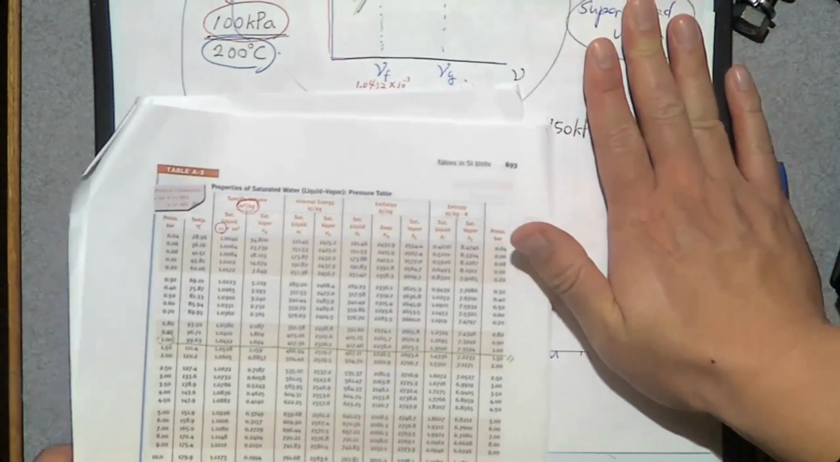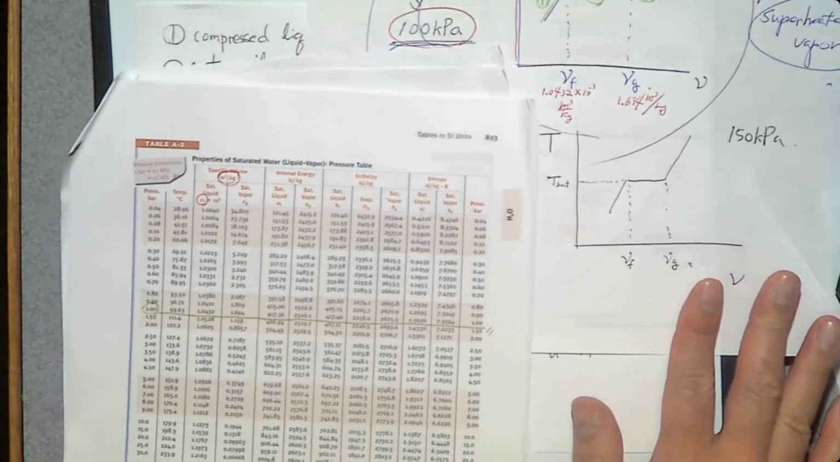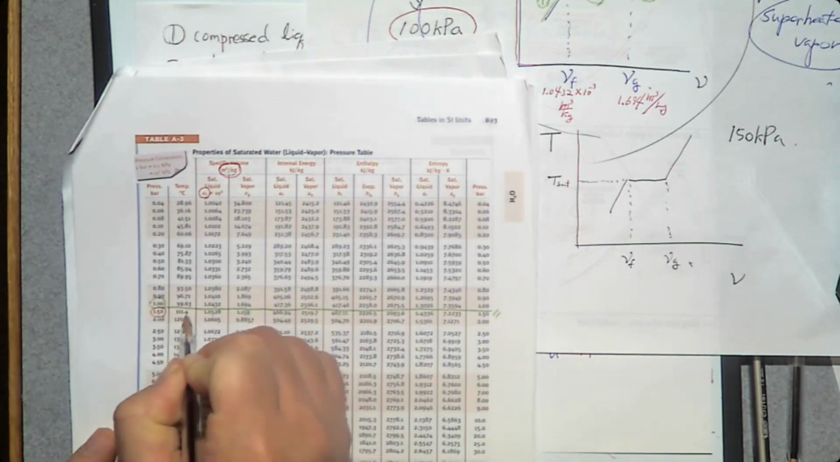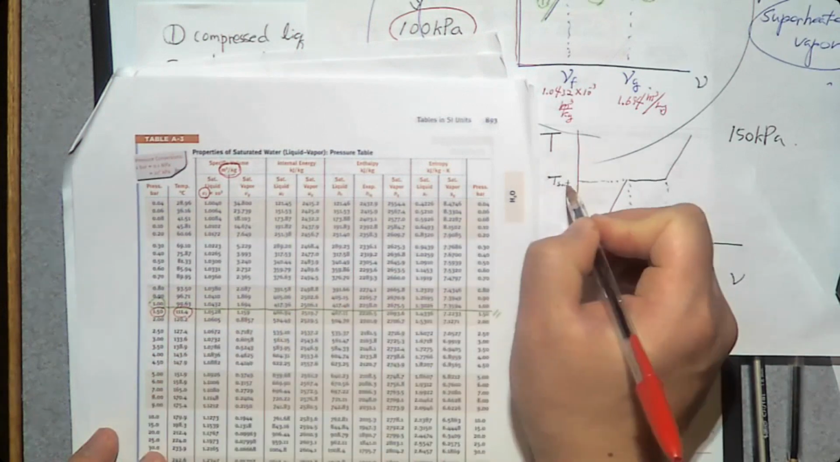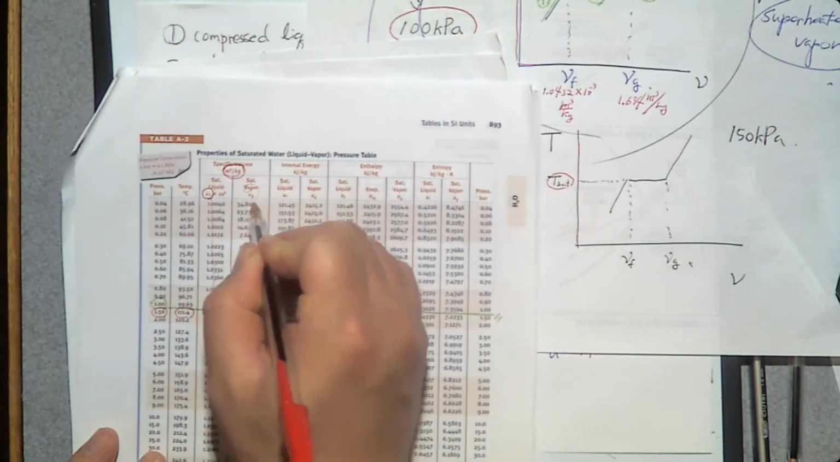this one here, and find 150 kilopascal. If you look at the unit of this pressure, it is bar. 1 bar is 100 kilopascal. So 150 kilopascal is 1.5 bar. So where is 1.5? Here. So 1.5 bar is here. So this one is T sat, and Vf is this number, and Vg is this number.